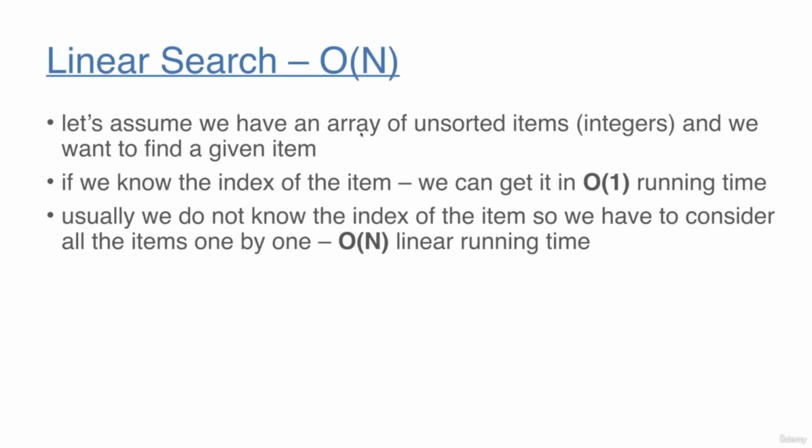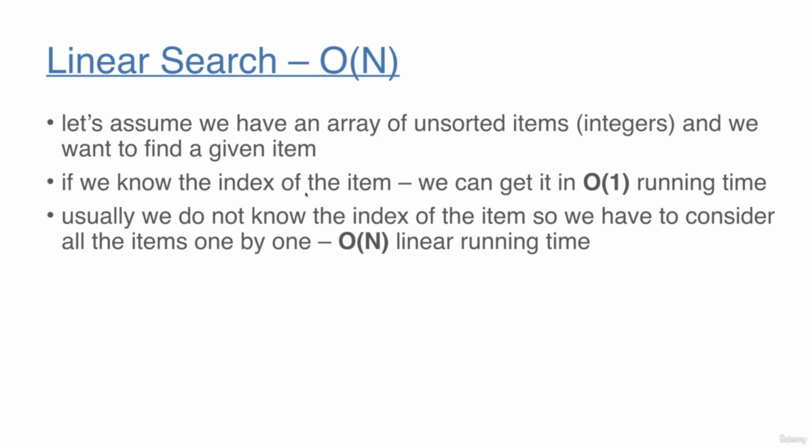Let's assume that we have a one-dimensional array of unsorted items. Just for demonstration purposes, we are going to use integers, and we want to find a given item. It is crucial that the underlying data structure is unsorted, because if we have a sorted one-dimensional array, then we can use binary search, we are going to talk about it later, and we can end up with logarithmic running time complexity. So this is crucial that the underlying array is unsorted.